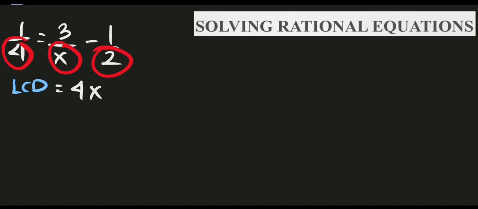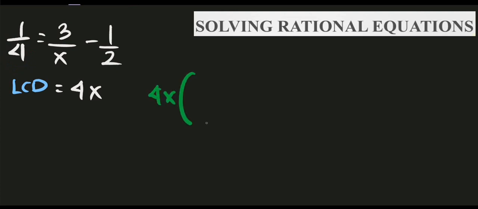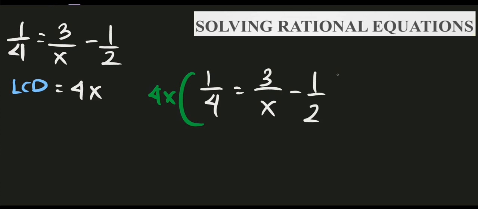Okay, but this time we have the participation of a variable. That means we need to include the variable in our LCD. So that's the reason why we have 4x. So let's multiply 4x to each term and each side of our equation. So it will give us 4x times 1 over 4 is equals to 3 over x minus 1/2. We will do the same thing on the other side.